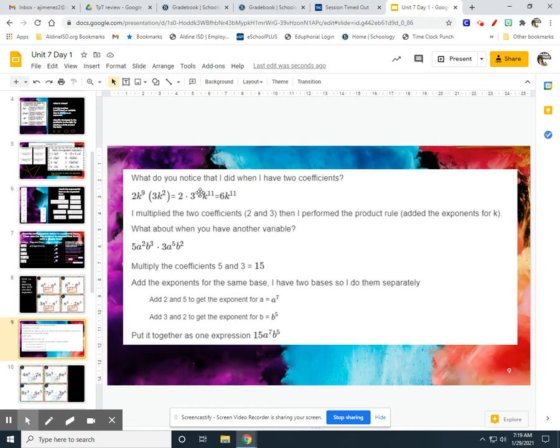So we're going to do the same thing with the next one. 5 times 3 is 15. And then I'm going to add the exponents for a, which is 2 plus 5. That's 7. I'm going to add the exponents for b, 3 plus 2, and that's 5. And then I put all of it together, the 15, the a, and the b.